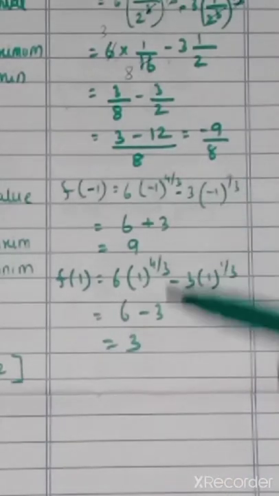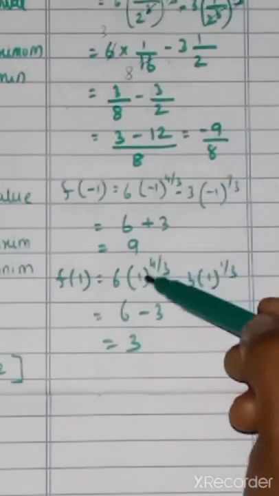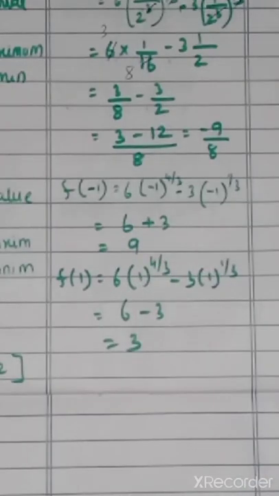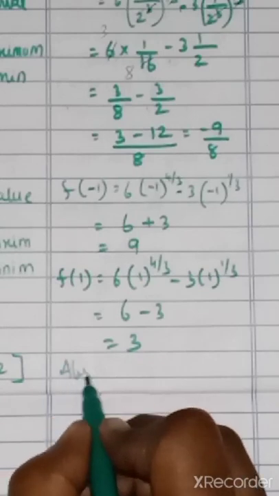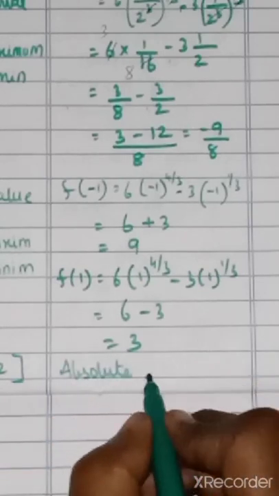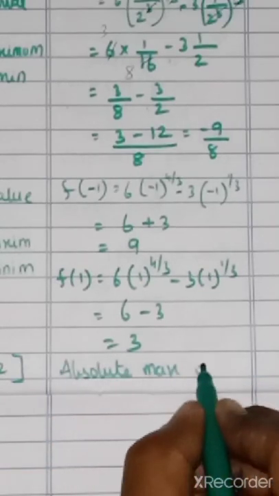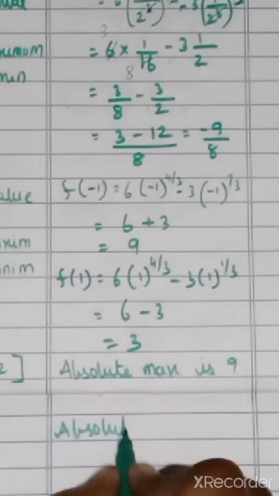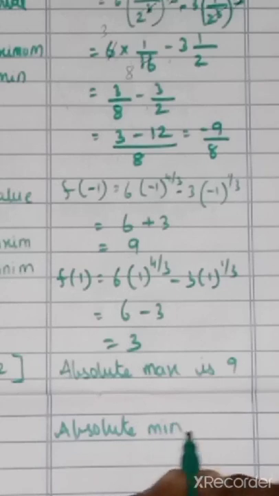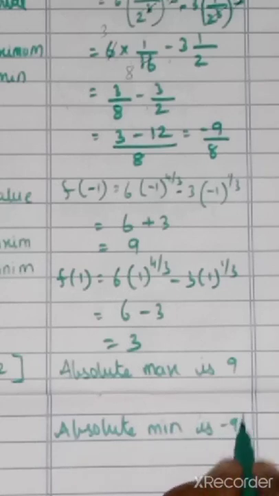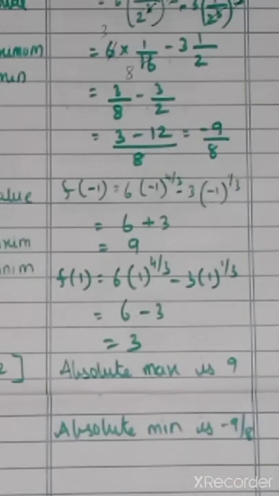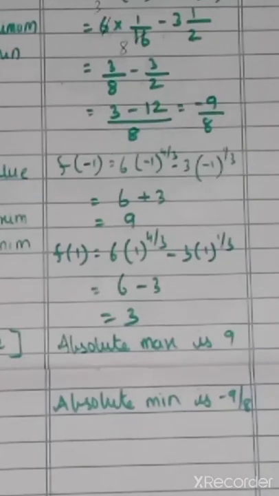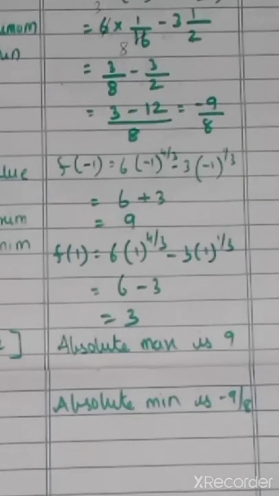Now we got 3 values: minus 9 by 8, 9, and 3. Among these, what is the largest number? 9. So the absolute maximum is 9, and the absolute minimum is what? The absolute minimum is minus 9 by 8. So these are the absolute maximum and absolute minimum.